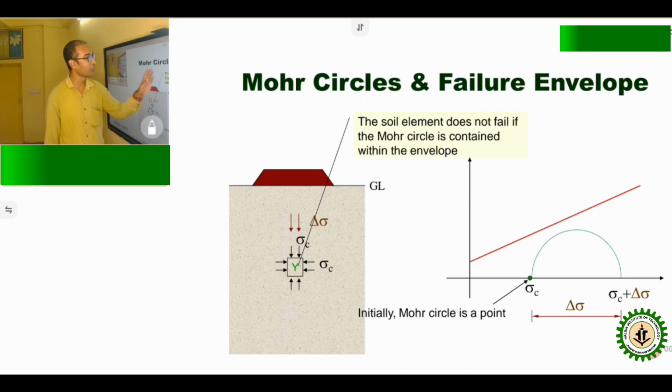In this case, the soil element does not fail if the Mohr circle is contained within the envelope. So if we draw this, it is sigma 3 and sigma 3 plus del sigma, where del sigma is due to the increment. The Mohr circle does not touch the envelope of the Y section.